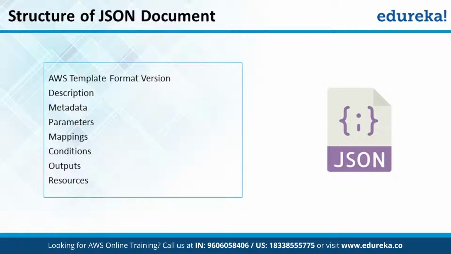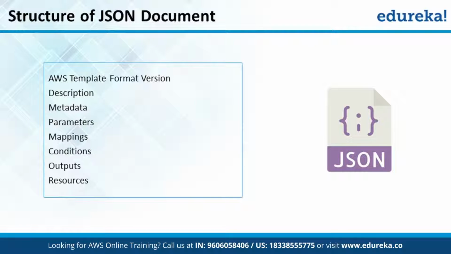Metadata will basically contain the properties of your template. Then you have the parameters. Any values that you have to pass to the template will be included in the parameters. Next come mappings. Mappings would basically include the dependencies between your AWS resources. Then come conditions. Conditions are basically the conditions that you'll be giving to your template when the stack is created or upgraded. If your stack is being created or upgraded, these conditions will be looked at.